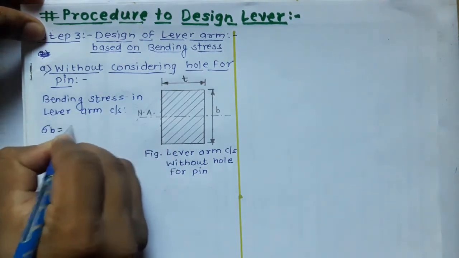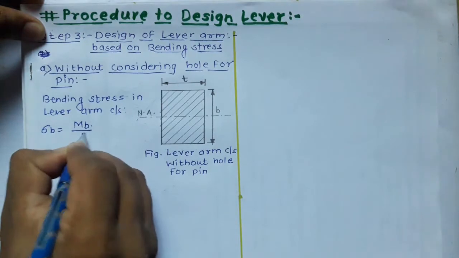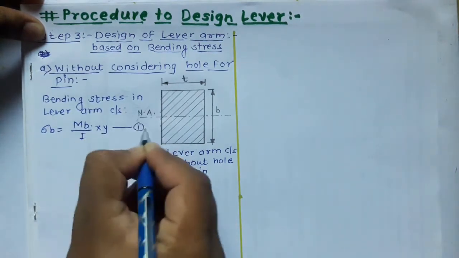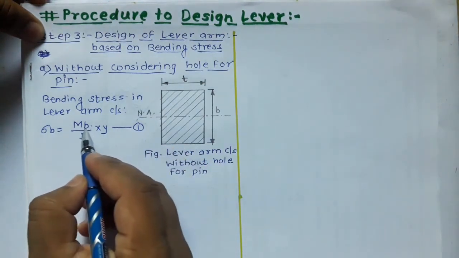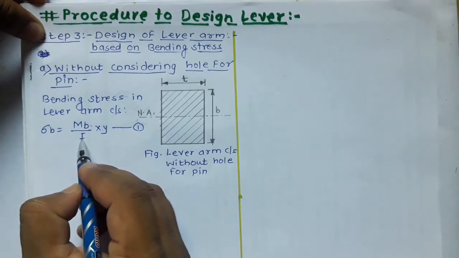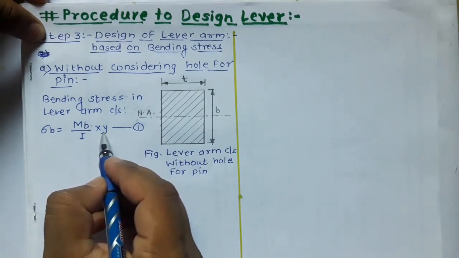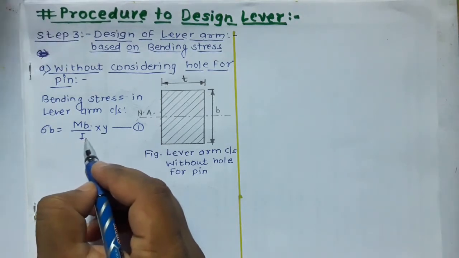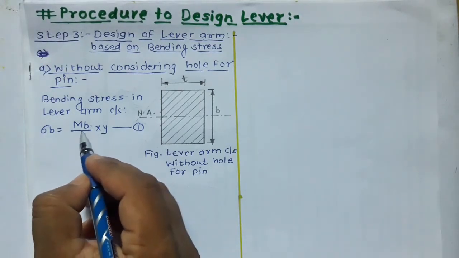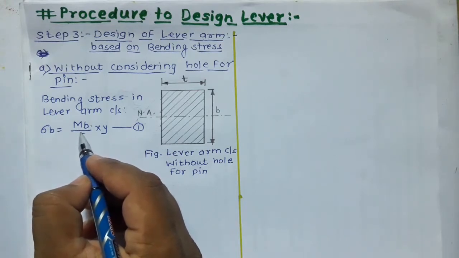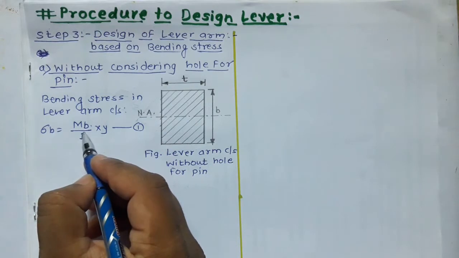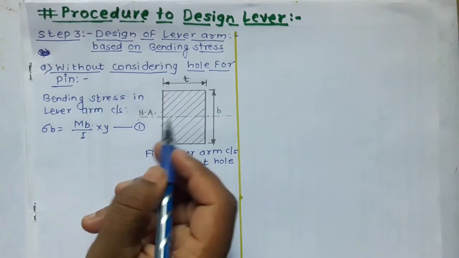It is given by the equation sigma b is equal to Mb upon I into y, where sigma b is the induced bending stress in this lever arm cross section, Mb is the maximum bending moment, I is the moment of inertia, and y is the distance from the neutral axis. We can find the values of I and y here, because the Mb value depends on the magnitude of force applied and the length of the effort arm or load arm. That is not considered here, so Mb can be calculated in the numericals. So let us calculate I and y for this cross section.